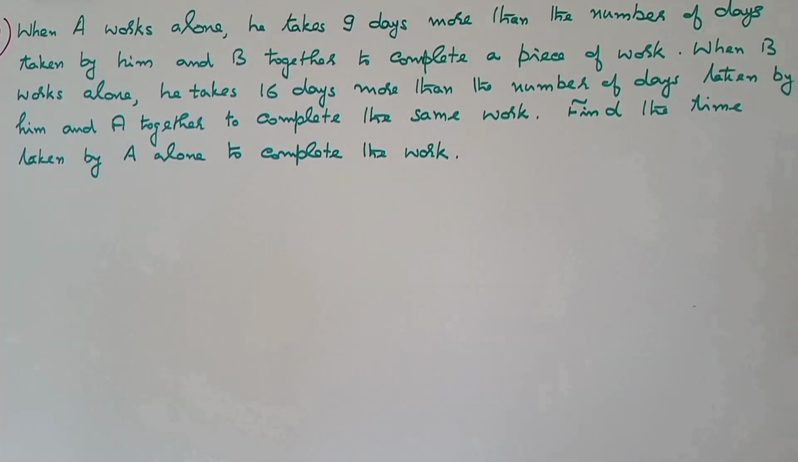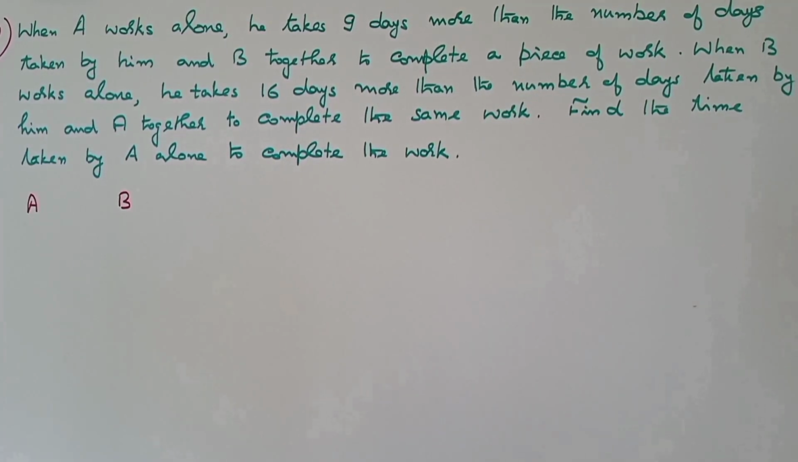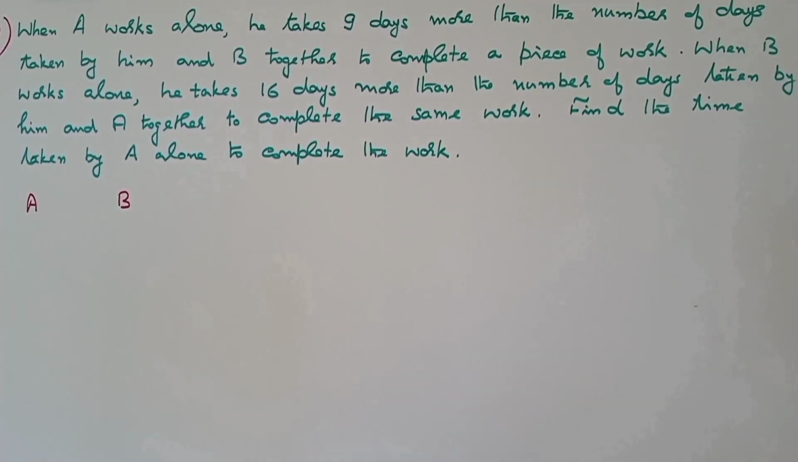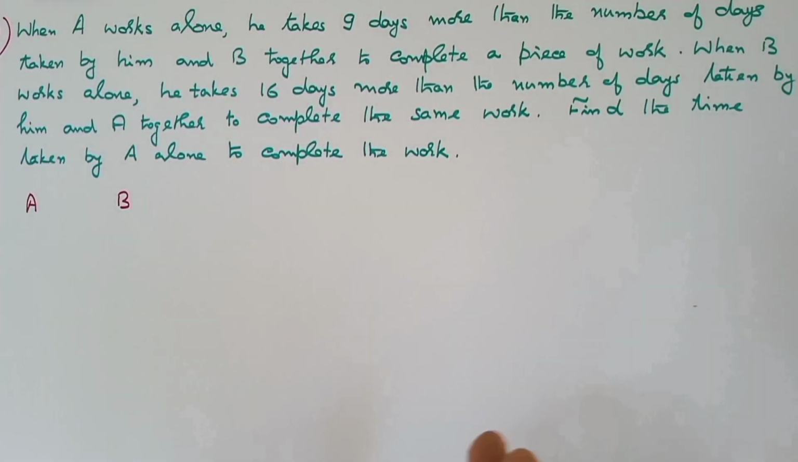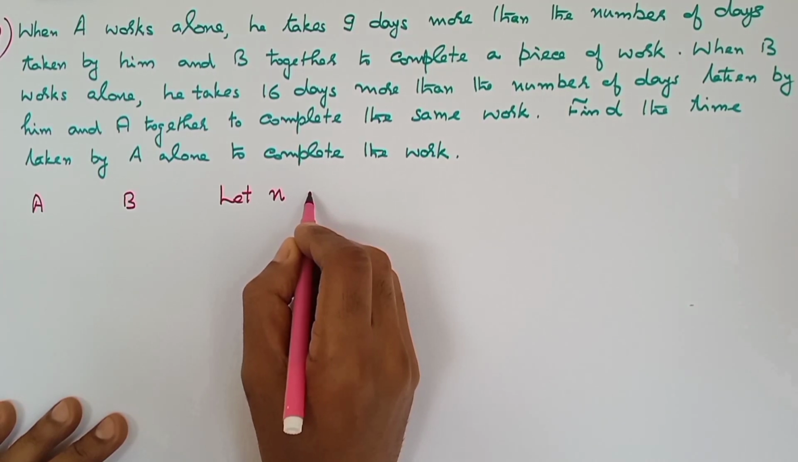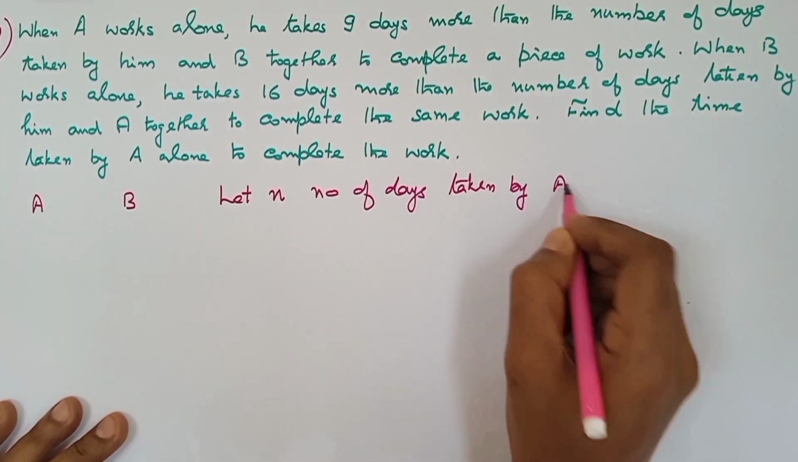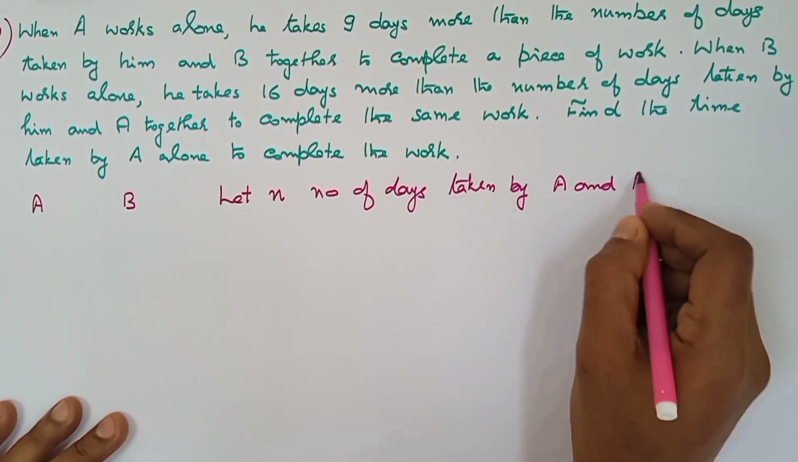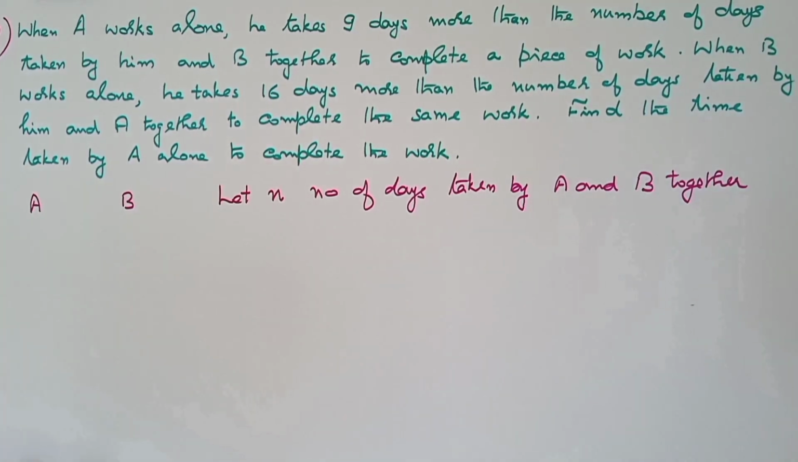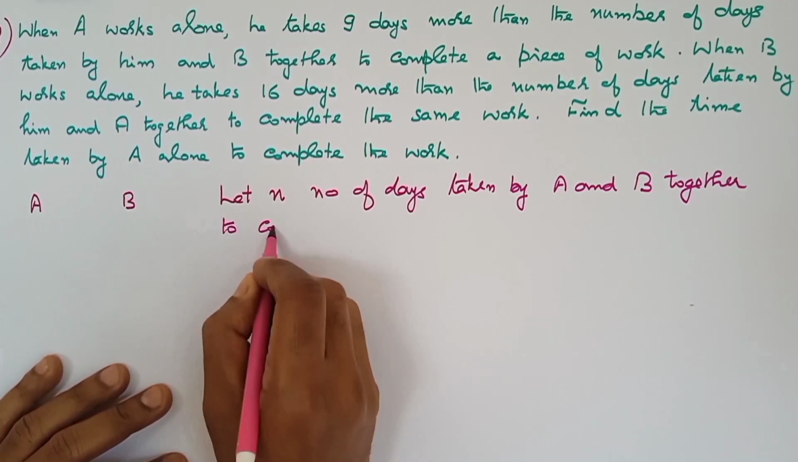Here we don't know the individual number of days taken by A and B alone to finish the work. Instead, the number of days they take alone is related to the number of days taken by A and B together to complete a piece of work. So what we can do is, let's assume that N is the number of days taken by A and B together to finish the work.